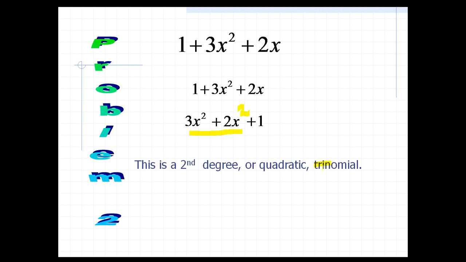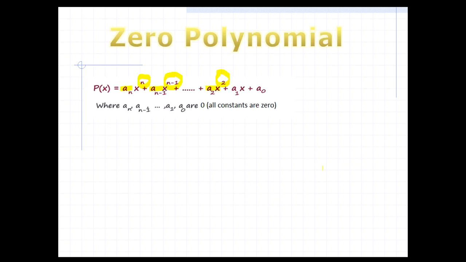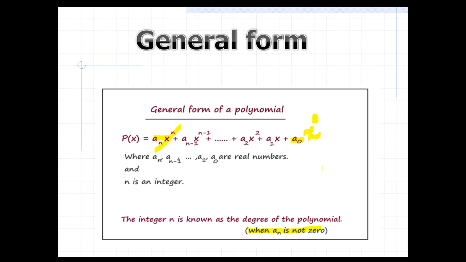So in this lesson, we have studied the general form of the polynomial, which can be written as this. Here, a_n, a_(n-1), a_1 and a_0 are real numbers.